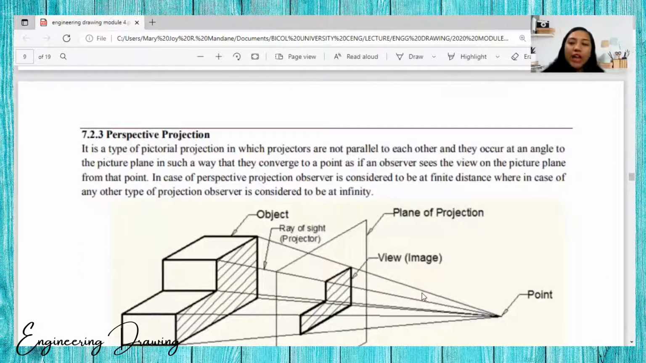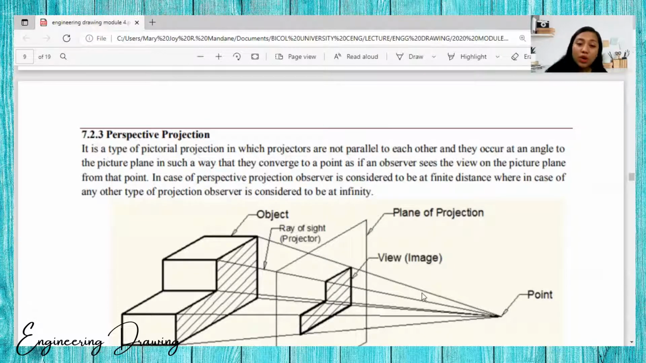Okay, so let us learn the other projection. This is the perspective projection, and it is a type of pictorial projection in which the projectors are not parallel to each other and they occur at an angle to the pictorial plane, in such a way that they converge to a point as if an observer sees the view of the picture plane from that point. In the case of perspective projection, the observer is considered to be at a finite distance, whereas in any other type of projection, the observer is considered to be at infinity.